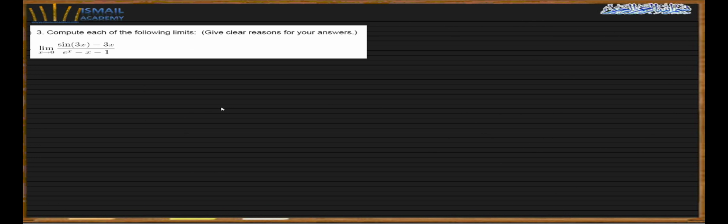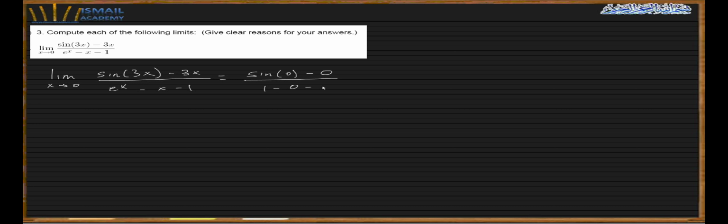In this question here, they ask you to compute the following limit, or find the limit of the given function. So here the first thing we do is we plug in the value of the limit. So limit when x goes to 0 of sine 3x minus 3x over e to the x minus 1. So when I plug in the 0 here, I will have sine of 0 minus 0 over e to the 0 is 1 minus 0 minus 1. So here I will have 0 over 0.